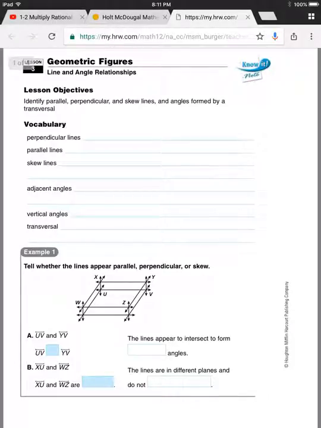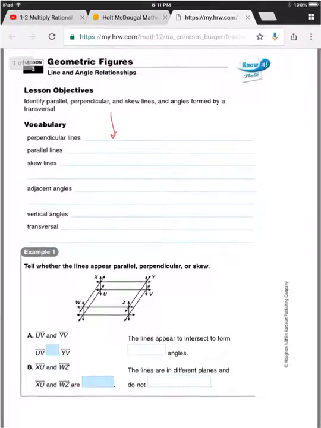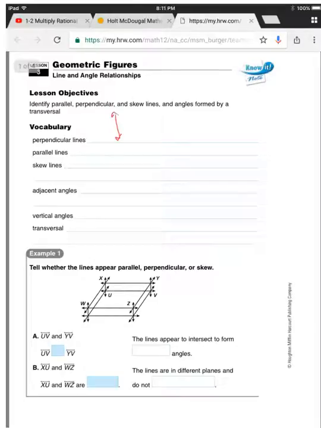Our first word today is perpendicular lines, which are lines that intersect to form right angles. So perpendicular lines look like this, except they're straighter, but, you know, such is life. And they intersect to create right angles. So you should have a right angle sign at each one.